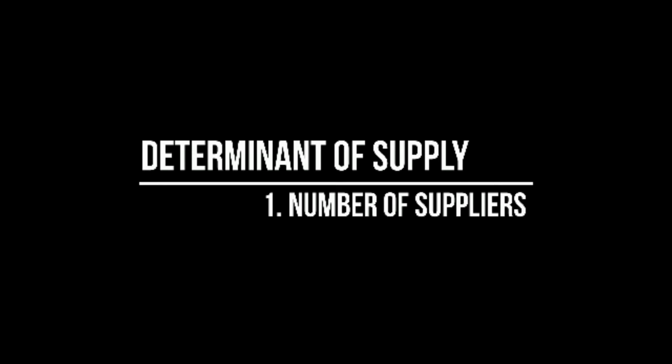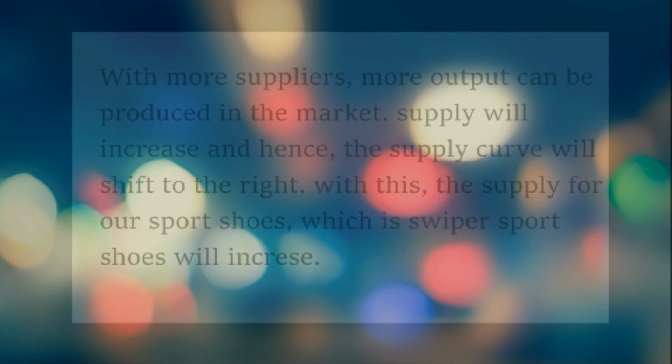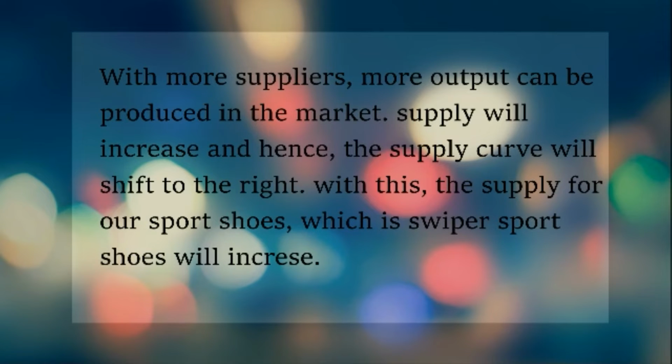Next are the determinants of supply. First, number of suppliers. With more suppliers, more output can be produced in the market. Supply will increase and hence the supply curve will shift to the right. With this, supply for our sport shoes, which is Swiper sport shoes, will increase.